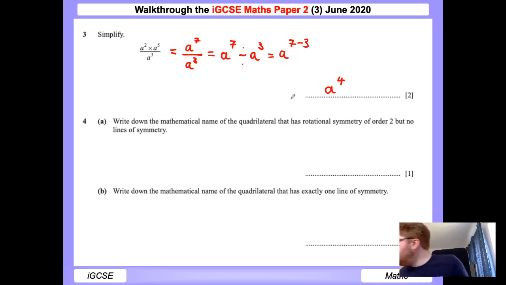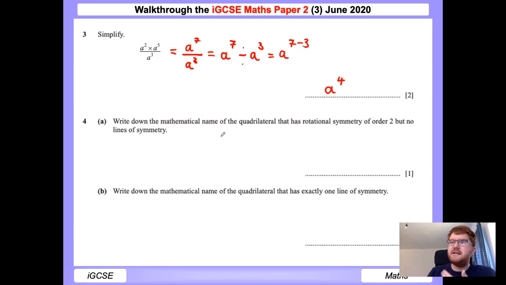Just checking the mark scheme as we're going along. You get 1 mark for just doing the numerator. So say you get the numerator correct, but the denominator incorrect, you still get 1 method mark. So notice I'm not showing all my working here, but I am showing enough to get the marks. However, in the next question, question 4a, write down the mathematical name of a quadrilateral that has rotational symmetry of order 2, but no lines of symmetry.